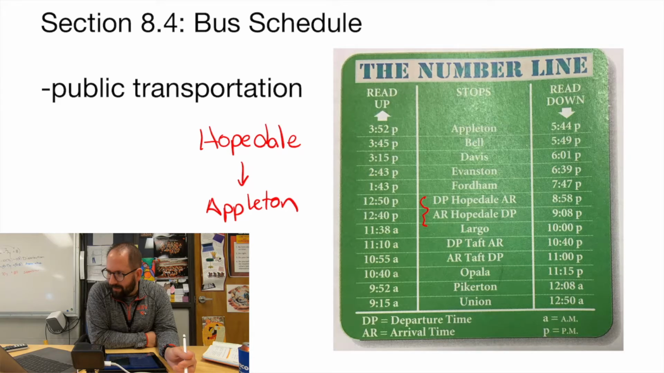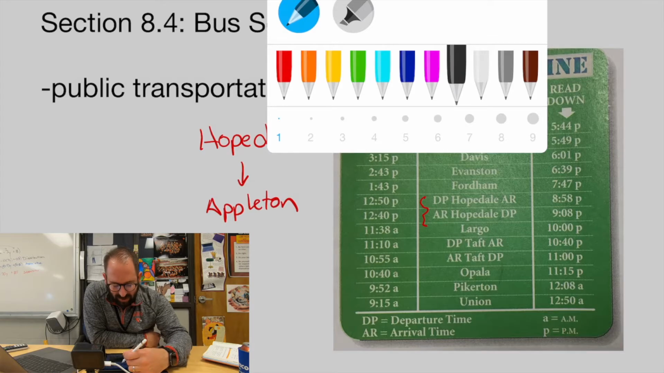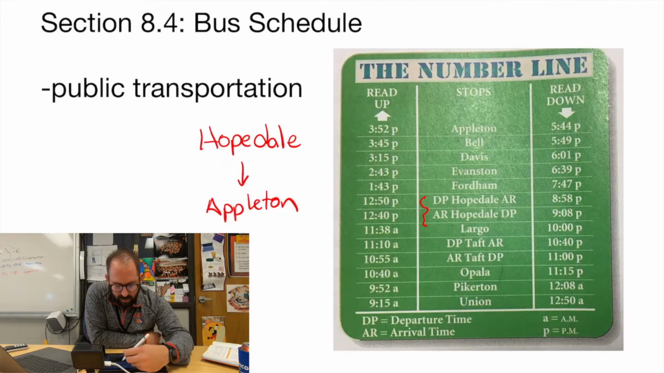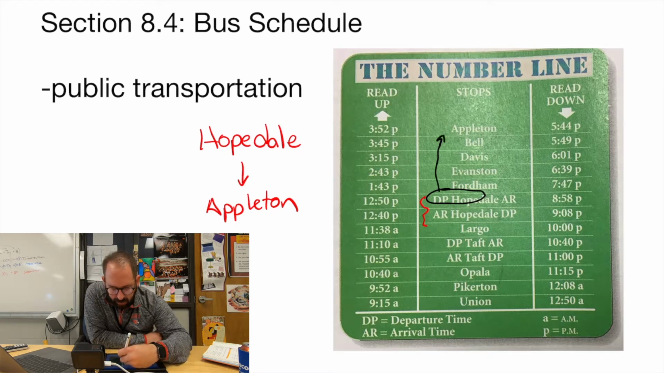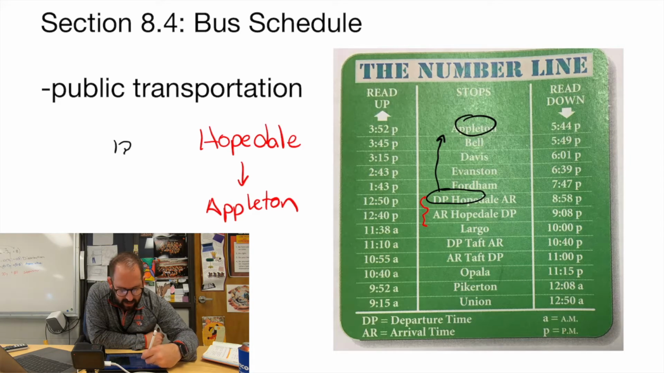Nope, we're using the top one. So nice try. So here's why. We're departing. So we have to use the DP Hopedale. That's departure time, that means leaving. And we're going up to Appleton. Appleton's above it. So you have to use the departure to go to Appleton. So we're starting at 12:50 p.m. and we're going to Appleton at 3:52 p.m. So we're on the bus quite a while.